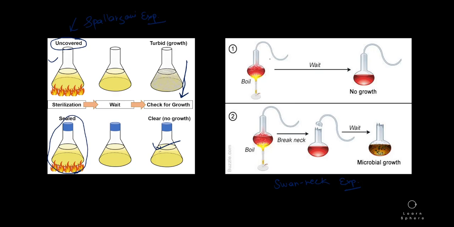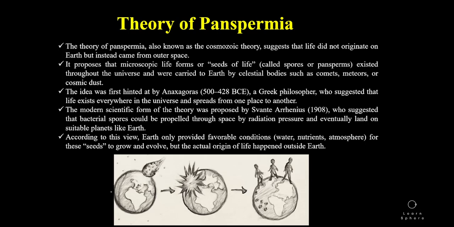Similar experiment was conducted by Louis Pasteur, in which he took a swan-shaped flask and boiled it. No such growth was observed in this case. When he broke the piece of glass from here and waited for some time, microbial growth was there. Okay, so this experiment disproved the theory of abiogenesis and states that life arises from pre-existing life.